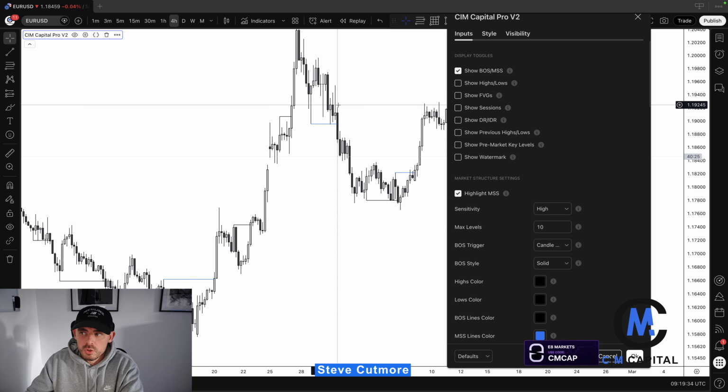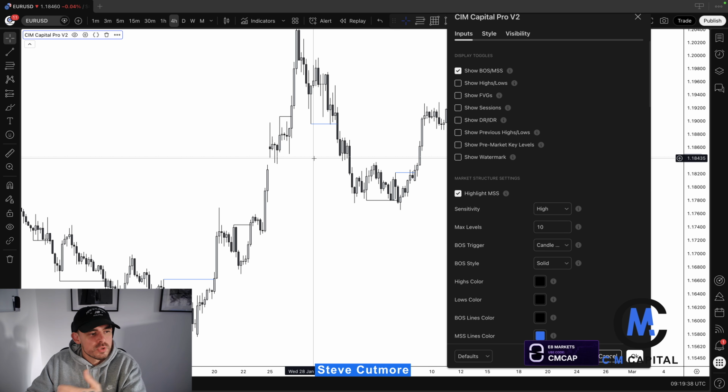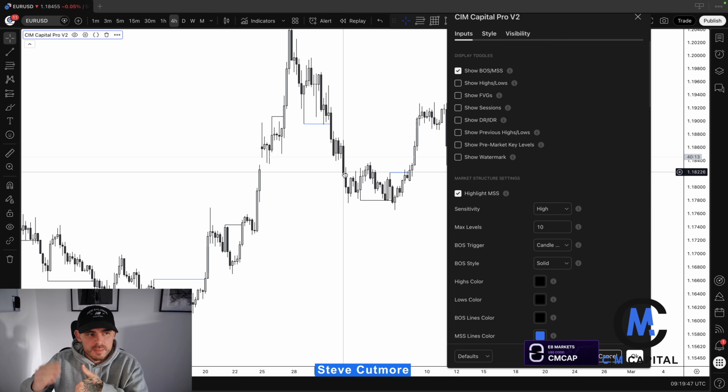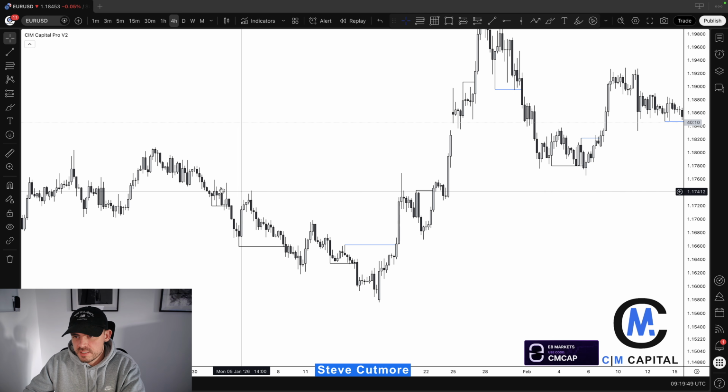And when you get a blue line, which you can change the color of, by the way, it tells you that we have now shifted from that bullish trend to becoming a downtrend. It's just telling you that we have flipped the market. You can see it here. We have come down, you've got your black lines, breaking structure to the downside, breaking structure to the downside, and then we've changed structure.